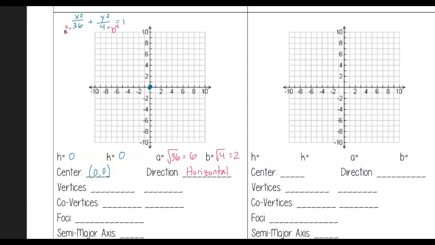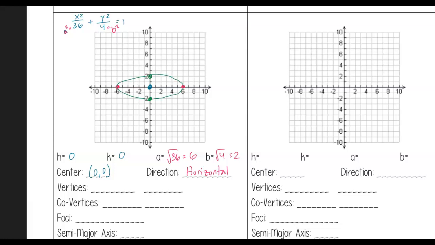It is horizontal. Meaning from the center, we're going to count left and right to get our major axis. We use 6, our a value, to count our major axis. So from the center, I'm going to count 6 to the left and 6 to the right. And then to get my minor axis, I use my b value to count up 2, down 2. And I have created my ellipse.